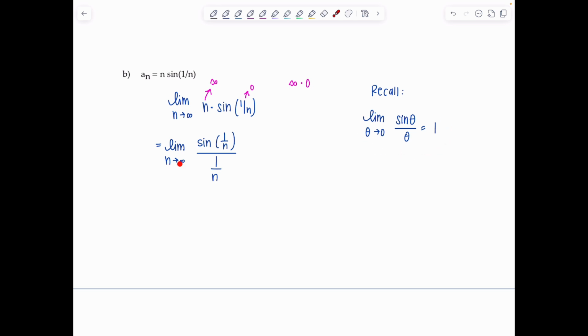Well, we have n going to infinity, but if n goes to infinity, 1 over n is going to 0. So we're basically in the same scenario. We can make a change of variables if you want. We could say let t equal 1 over n.